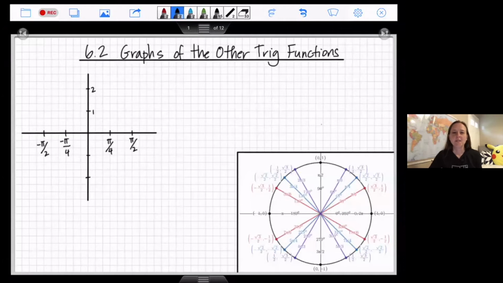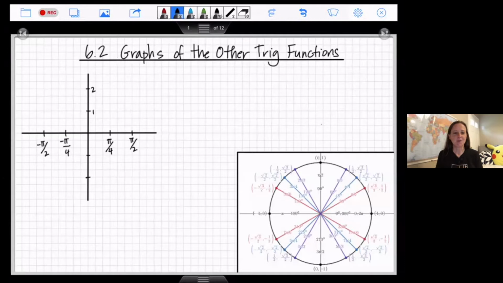All right, section 6.2 is about the graphs of the other trig functions: tangent, cotangent, secant, cosecant. I've mentioned before, tangent is really the only one of those four that's terribly important these days. So that's the only one we're going to spend a whole lot of time on in this video. So let's go ahead and plot some points for tangent. And I've plotted the ones that I want to plot here.